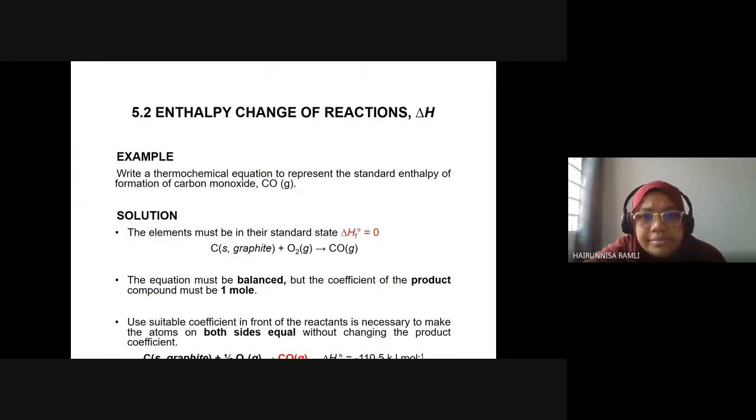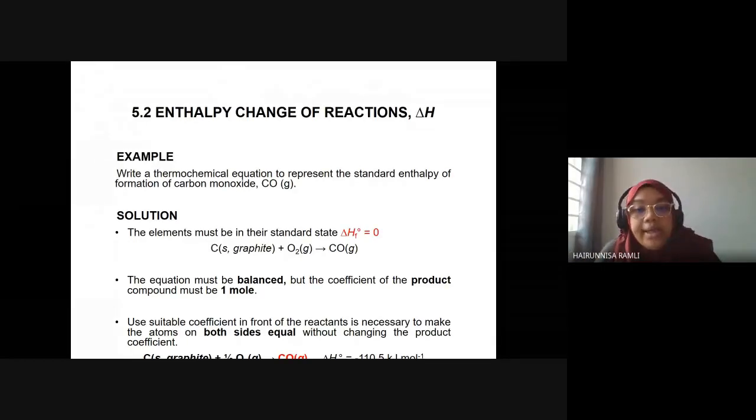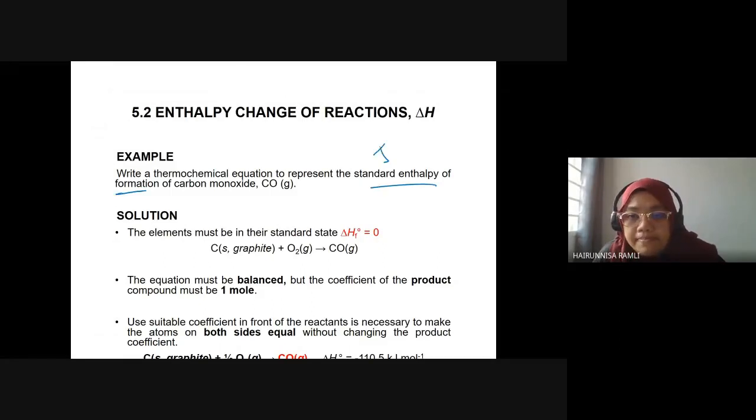Okay. So, tadi saya sebenarnya dah ajar dah the basic step to write the chemical equation. So, kita tengok balik contoh kat sini. So, here dia kata write a thermochemical equation to represent the standard enthalpy of formation, dia nak delta HF naught of CO. Okay, you dapat je soalan ni, you keluarkan dulu. Okay, ni formation kan? So, you keluarkan dulu product. So, you buat arrow terbalik.